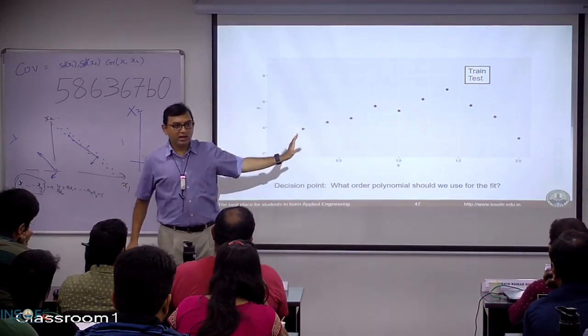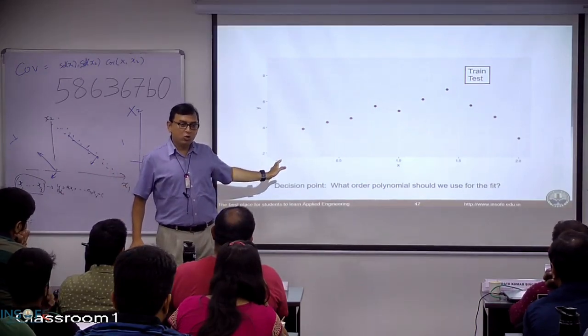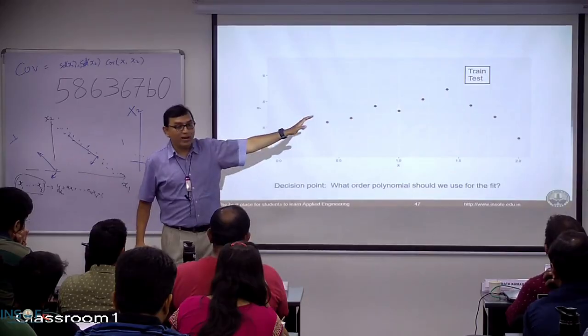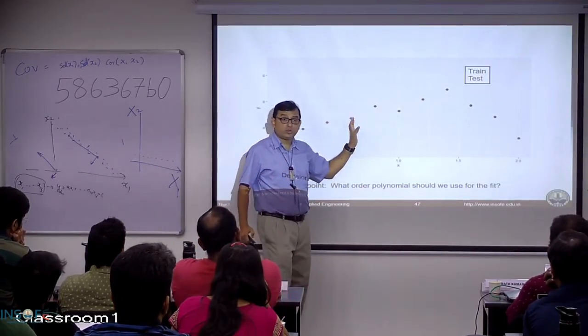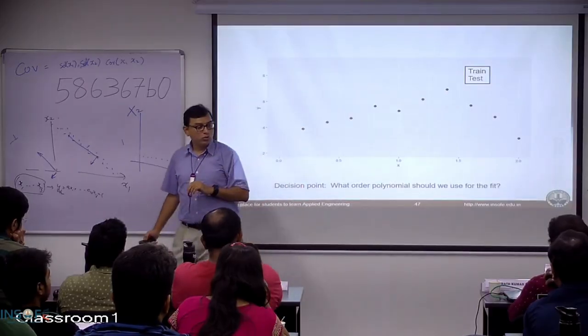Okay, is the idea clear? You are going to fit a model only on the black dots and measure the error from the red dots based on different models that you do.